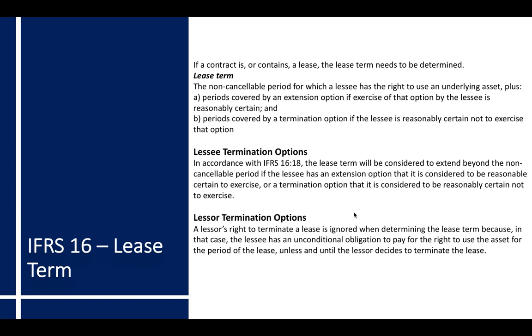plus number one, periods covered by an extension option if the exercise of that option by the lessee is reasonably certain. And number two, periods covered by a termination option if the lessee is reasonably certain not to exercise that option. So again, the lease term is the non-cancelable period for the lease plus any extension options plus termination options if it is reasonably certain that the lessee would exercise an option.